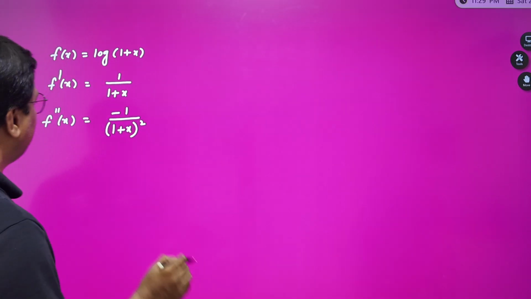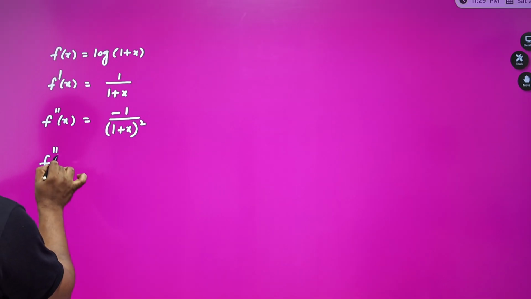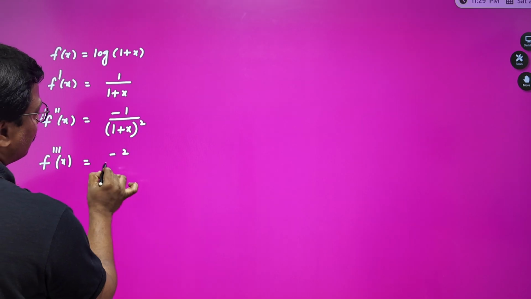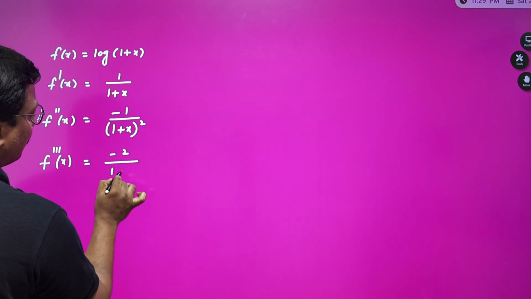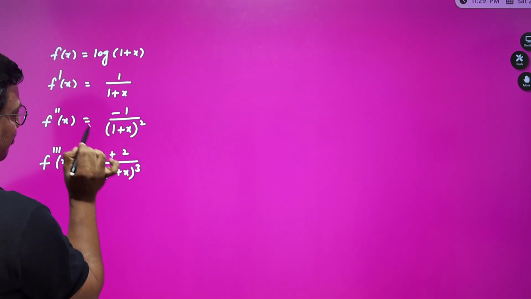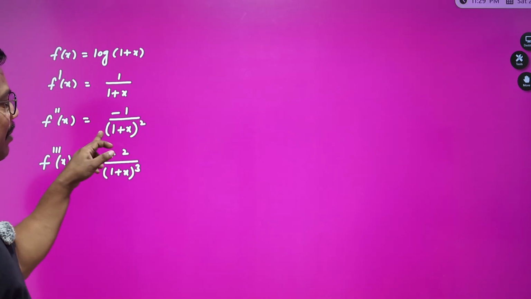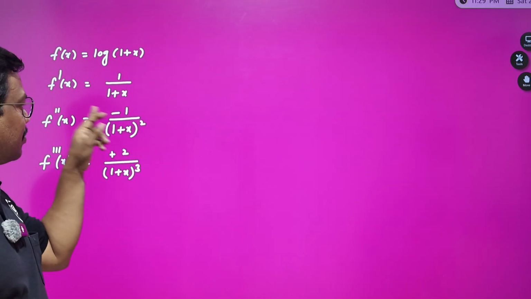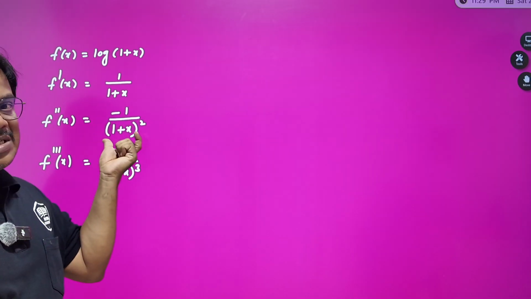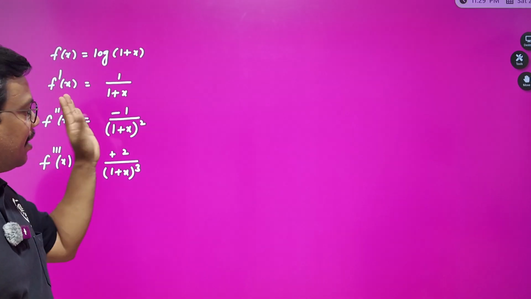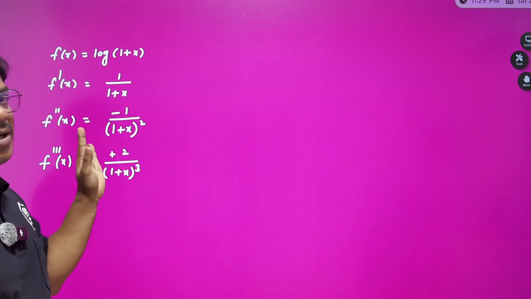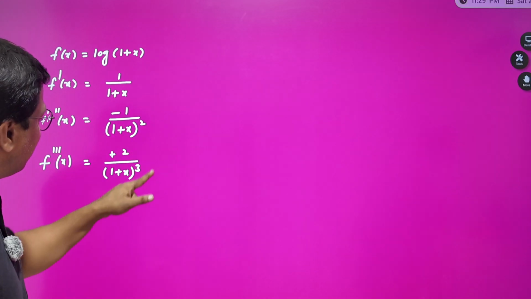Next, third derivative: minus 2 divided by 1 plus x whole cube, one more minus sign. Here we have 1 plus x whole power minus 1, with the outside minus sign. Its derivative is 1 plus x power minus 2 derivative, minus 2 into 1 plus x whole power minus 3, and on simplification we get this result.